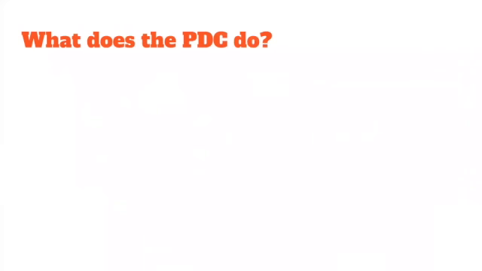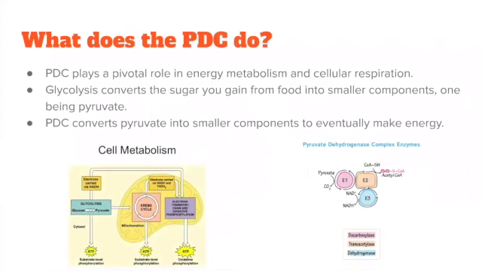What does the PDC do? PDC plays a pivotal role in energy metabolism and cellular respiration. Prior to PDC, glycolysis converts the sugar you gain from food into smaller components, one being pyruvate. PDC then converts pyruvate into smaller components to eventually make cellular energy.